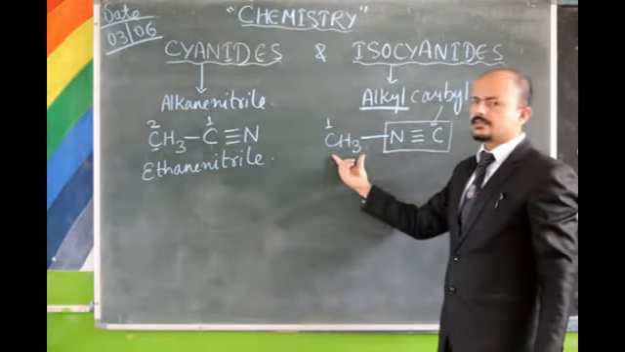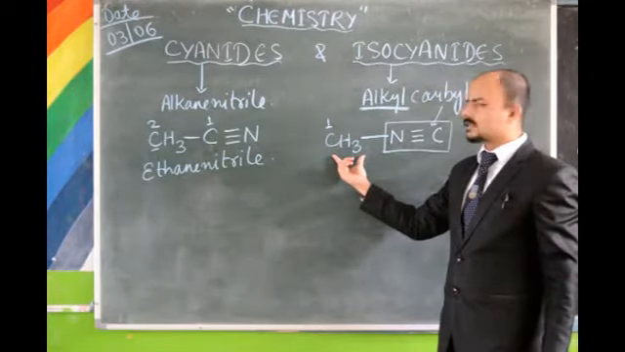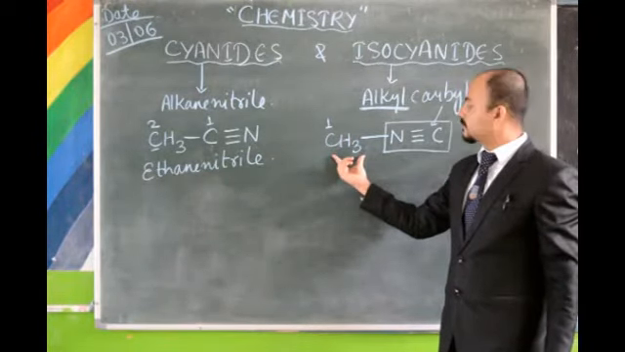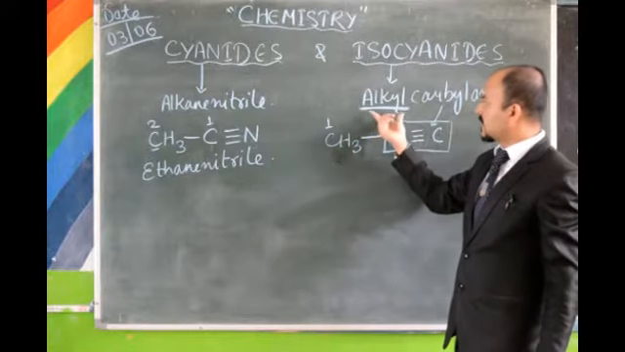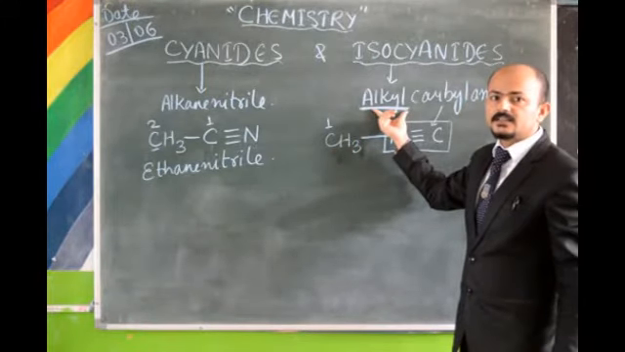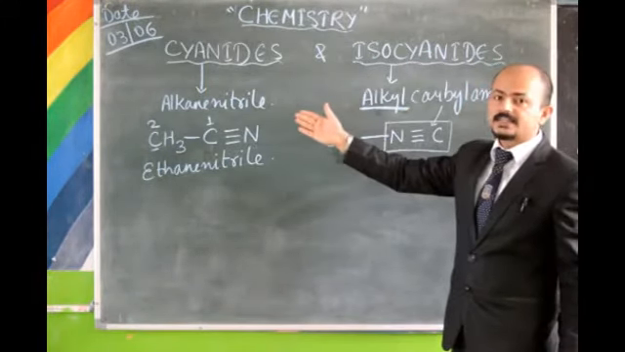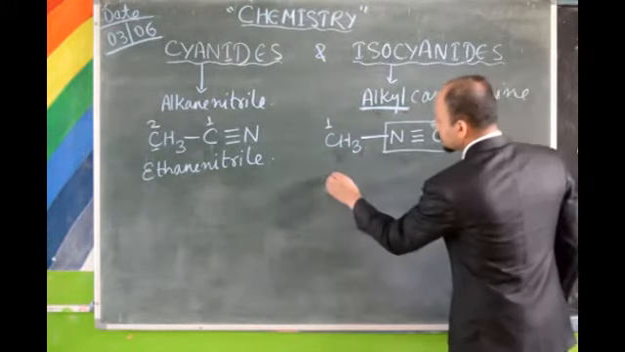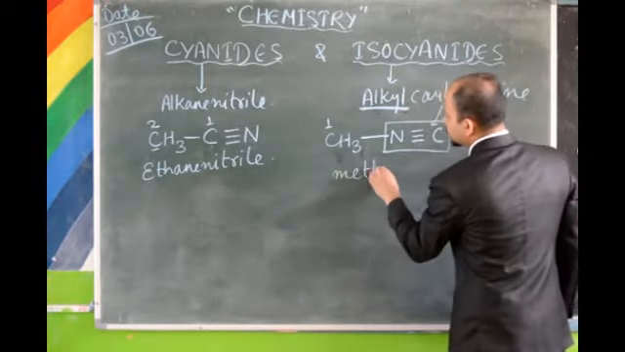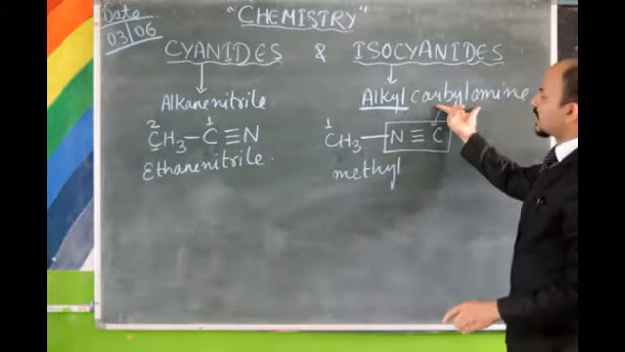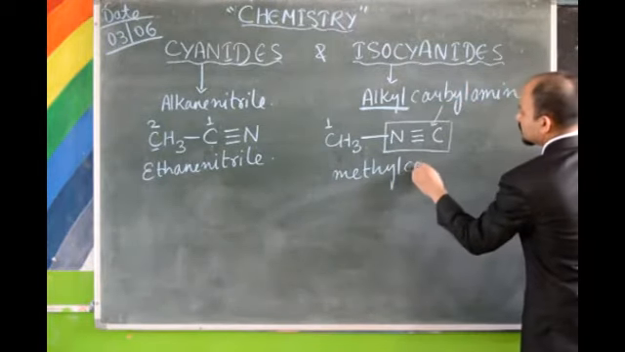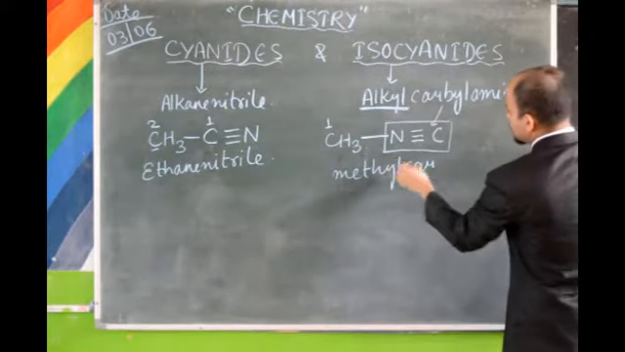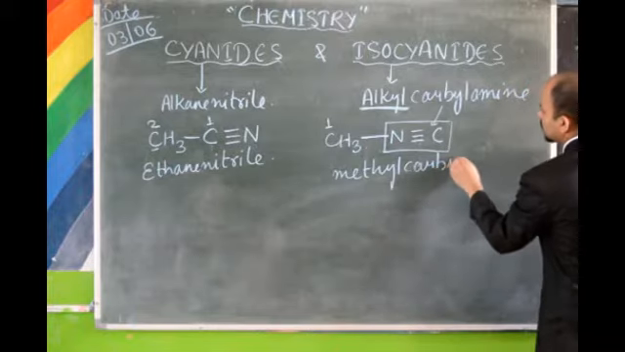So this particular compound contains 1 carbon. Therefore, with 1 carbon, it has to be named as what? Alkyl. It is not alkane as in the case of cyanide. It is alkyl. So the CH3 group is what? Methyl. So the IUPAC name of this compound is methyl carbylamine.